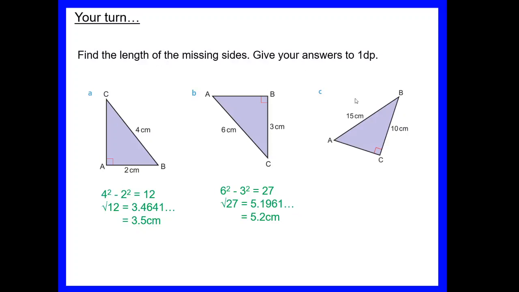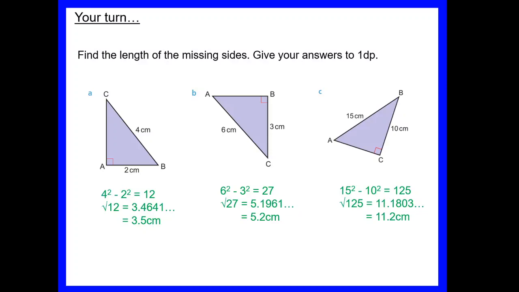And finally, our third one then, again, there's our right angle. So this is our longest side opposite it. Our hypotenuse is 15. So we're going to do 15 squared minus 10 squared. So as I was saying, 15 squared minus 10 squared equals 125. And the square root of 125 is 11.1803, etc., which to 1 decimal place is 11.2 centimeters.